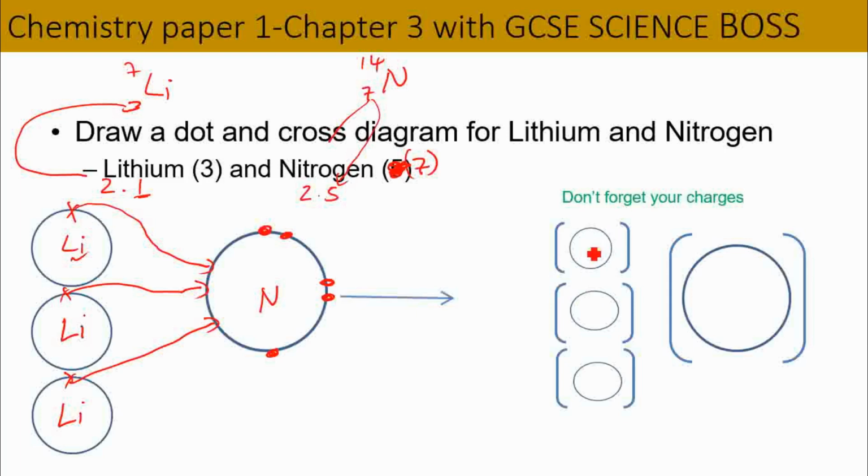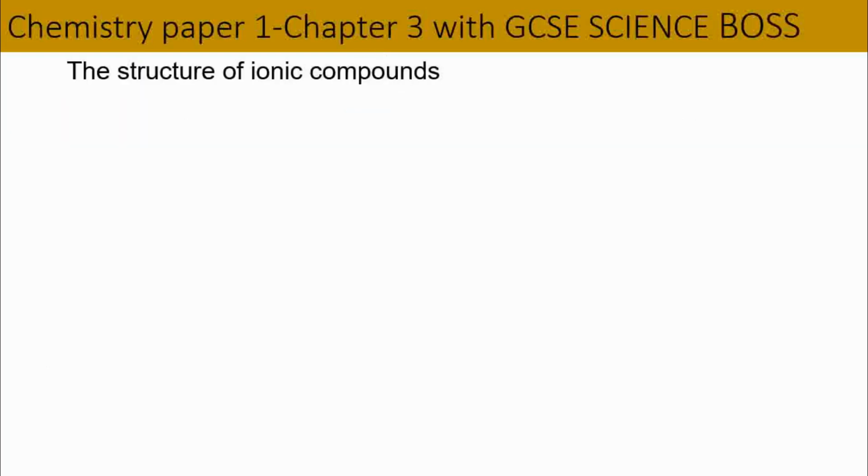So what you end up with are 3 lithium, each having a positive charge, and a nitrogen now having a 3 minus charge because it has gained 3 electrons. So here are the 3 electrons now being gained by the nitrogen. So the formula is Li3N, lithium nitride. Okay, and this is where formula writing is coming from.